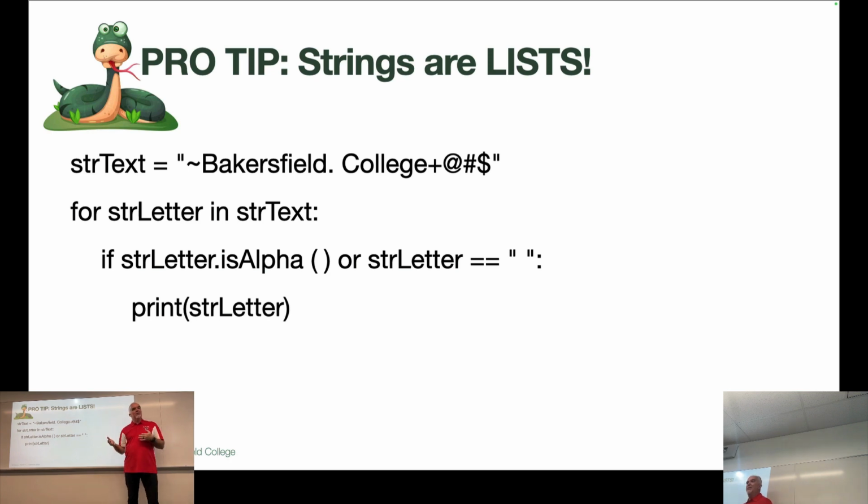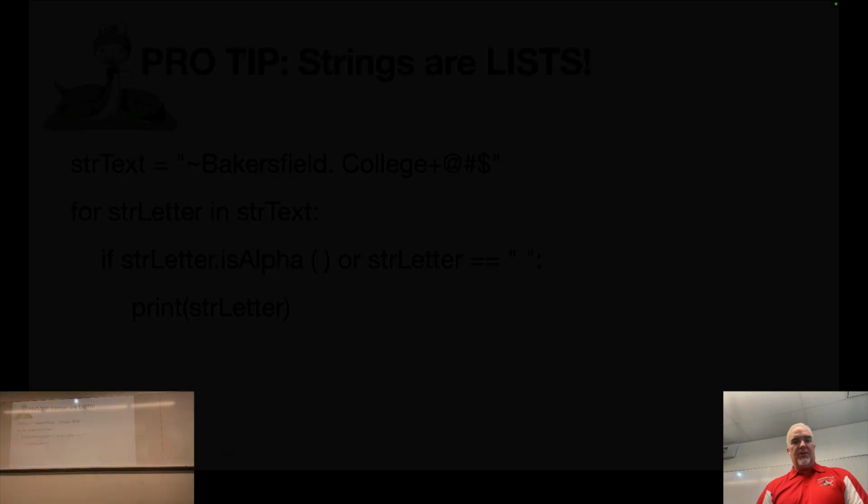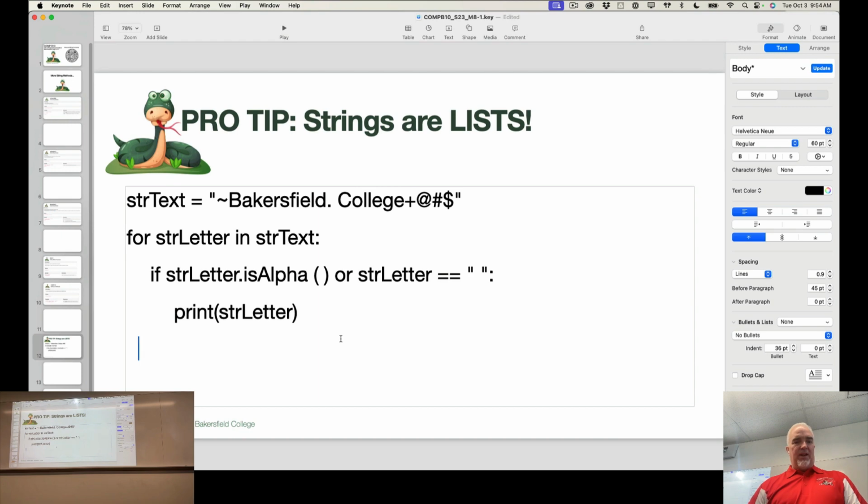It has an index. You can iterate through them. Like this, I can say for letter in text, and I could go through and find only the alphabetical characters in a string.